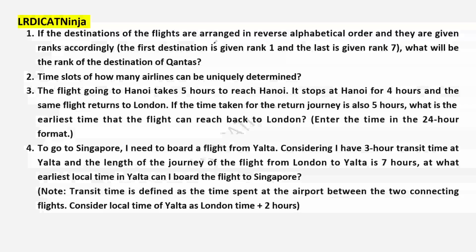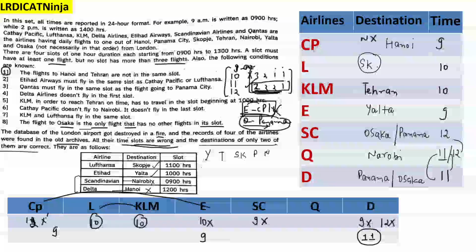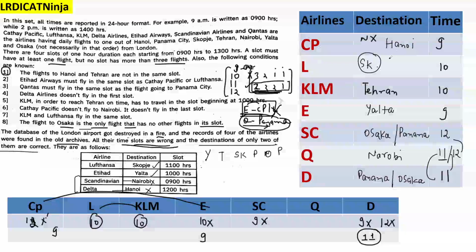If the destinations of the flights are arranged in reverse alphabetic order and they are given ranks accordingly, rank 1 and so on, what will be the destination of Quant? We need to arrange the destinations. So the last destination is Yalta, then Tehran, then Skopje, then P, then N, O, then O, and then P, and then H.